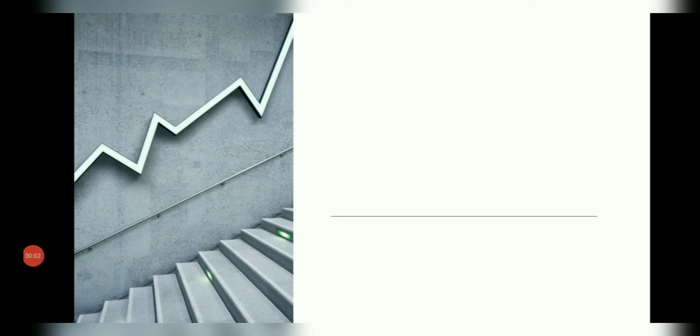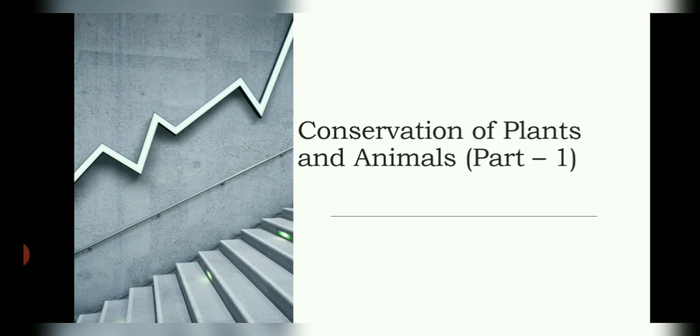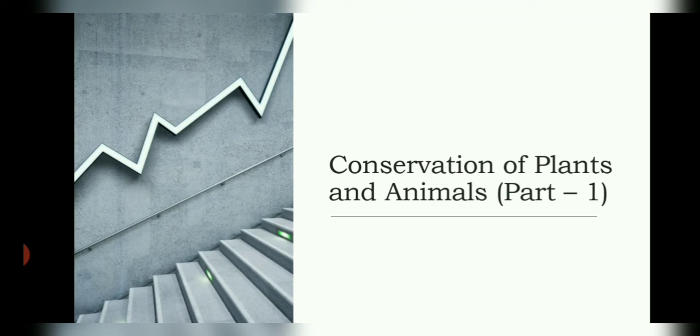Welcome everyone, and we are going to start NCERT Class 8 Science Chapter 7, as there was a project of my school, so I am completing this first. So, this is Chapter 7, Conservation of Plants and Animals, Part 1.